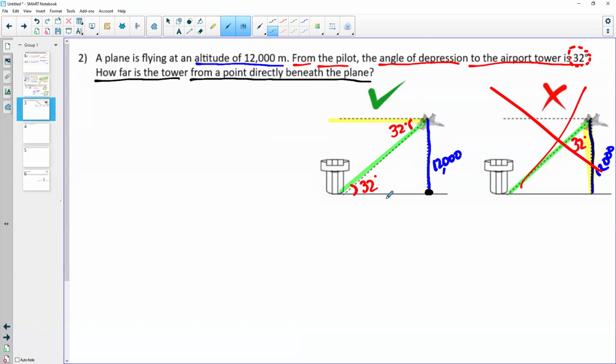They want to know how far this distance is. We're going to call that x. And so now we have our picture labeled correctly, where we're going to have our right angle located here. Just be very, very careful labeling your angle of depression. This is the correct way. The picture on the right is the wrong way to label it. So here's what we have.